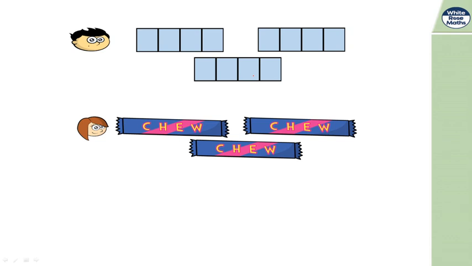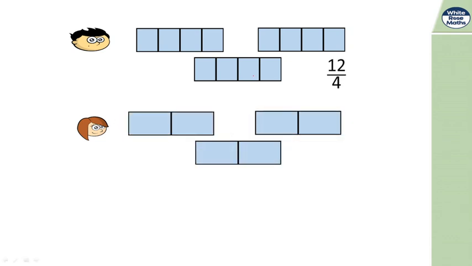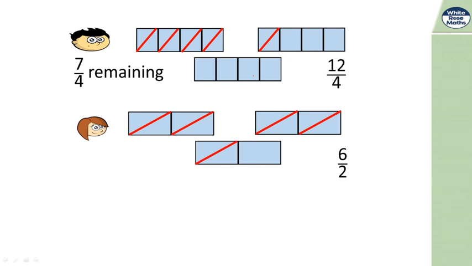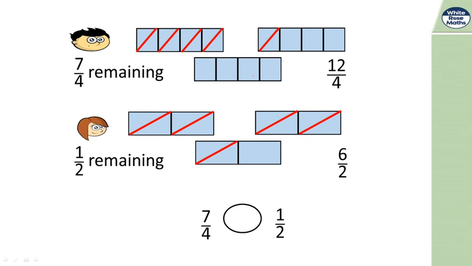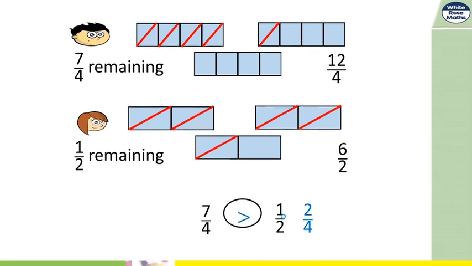Okay, let's have a look. So Jack, 12 quarters. She has got, it's in halves, 6 halves. He's eaten that many. So 7 quarters remaining. She's eaten that many. Half remaining. Which one's bigger, 7 quarters or a half? You can see that is worth more than a whole. That is not. So you could convert it into quarters to make sure. But we know that 7 quarters is worth more than half.